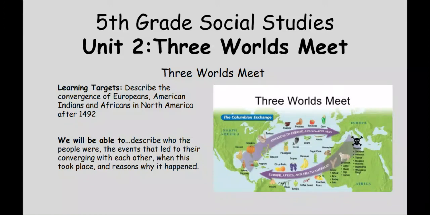This lesson is part of our 5th grade Social Studies Unit 2, Three Worlds Meet. Our learning target for this lesson is to describe the convergence of Europeans, American Indians, and Africans in North America after 1492. We will be able to describe who the people were, the events that led to their converging with each other, when this took place, and reasons why it happened.